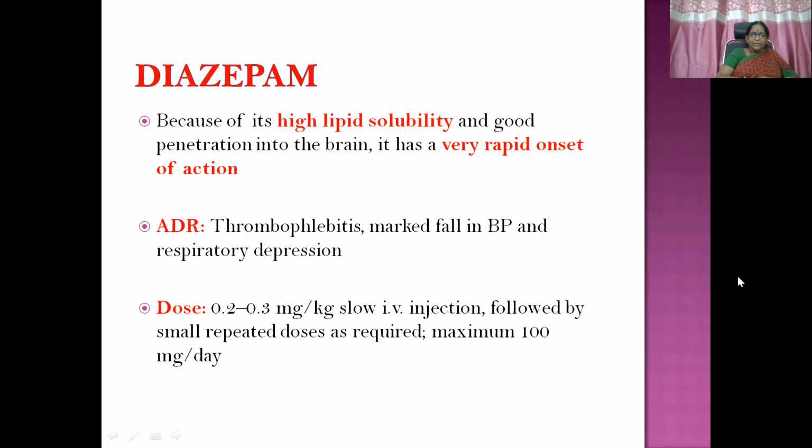Thrombophlebitis, marked fall in BP, and respiratory depression are the most common adverse effects. So whenever we give it IV, it has to be given very slow IV, otherwise the patient may die.